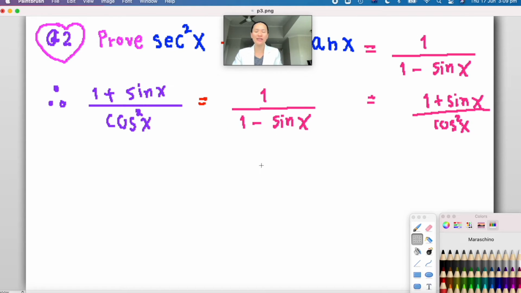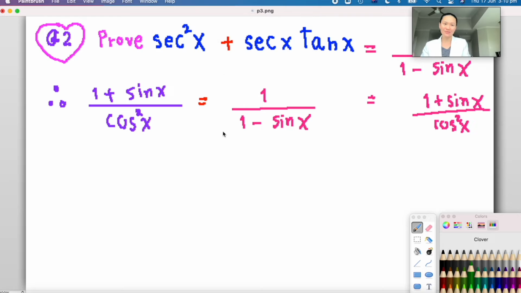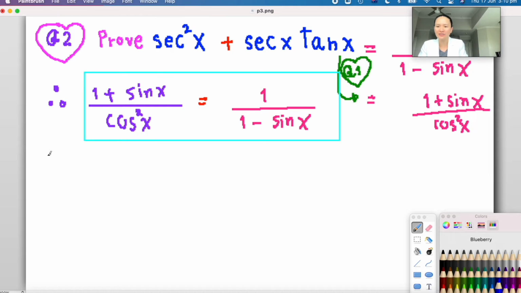Equal 1 divided by 1 minus sine x. Again, how we know that sec x squared plus sec x tan x equals 1 plus sine x divided by cos x squared, because it comes from question number 1 that we just proved. Let's do the solution here.